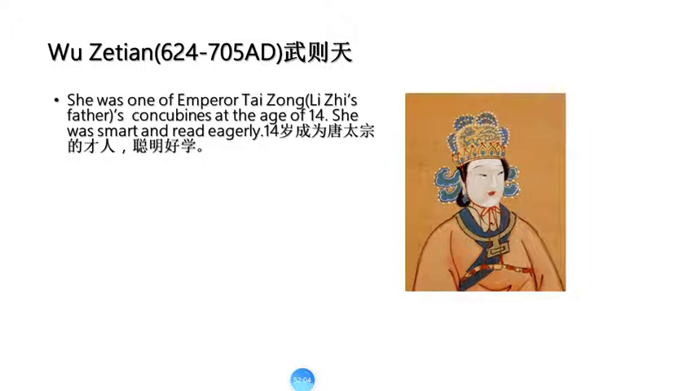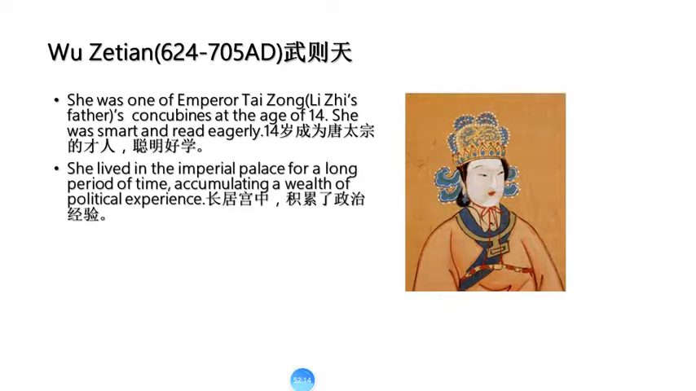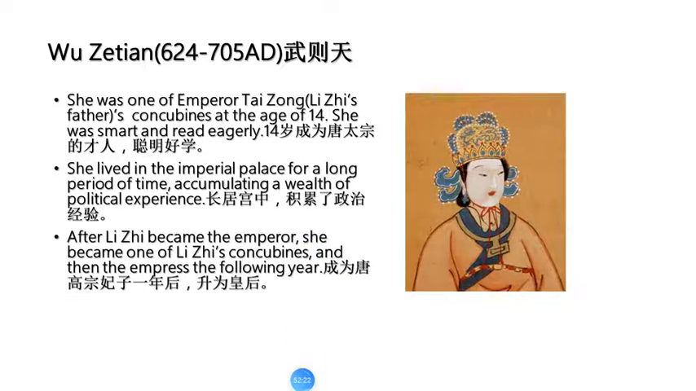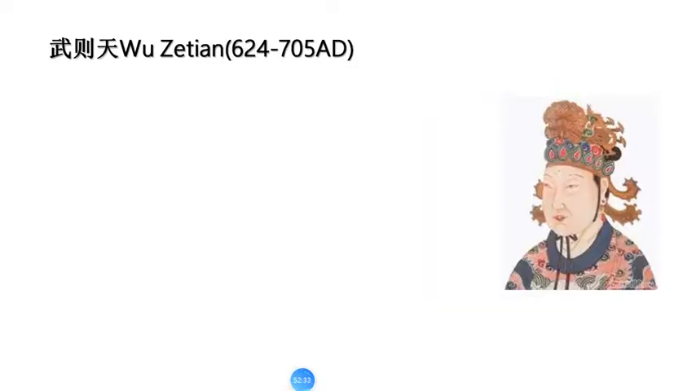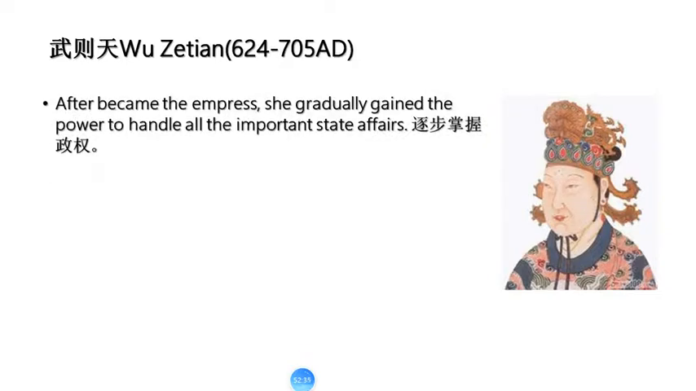Wu Zetian became one of Emperor Taizong's concubines at the age of 14. She was smart and read eagerly. She lived in the imperial palace for a long period of time, accumulating a wealth of political experience. After Li Zhi became the emperor, she became one of Li Zhi's concubines, and then the empress the following year. After becoming the empress, she gradually gained the power to handle all the important state affairs.